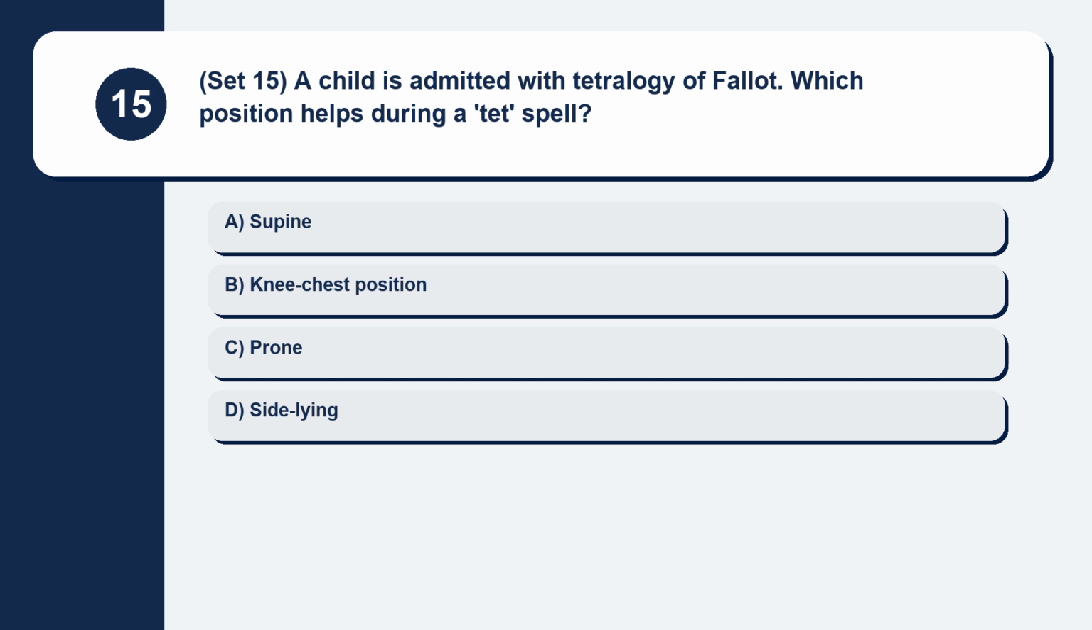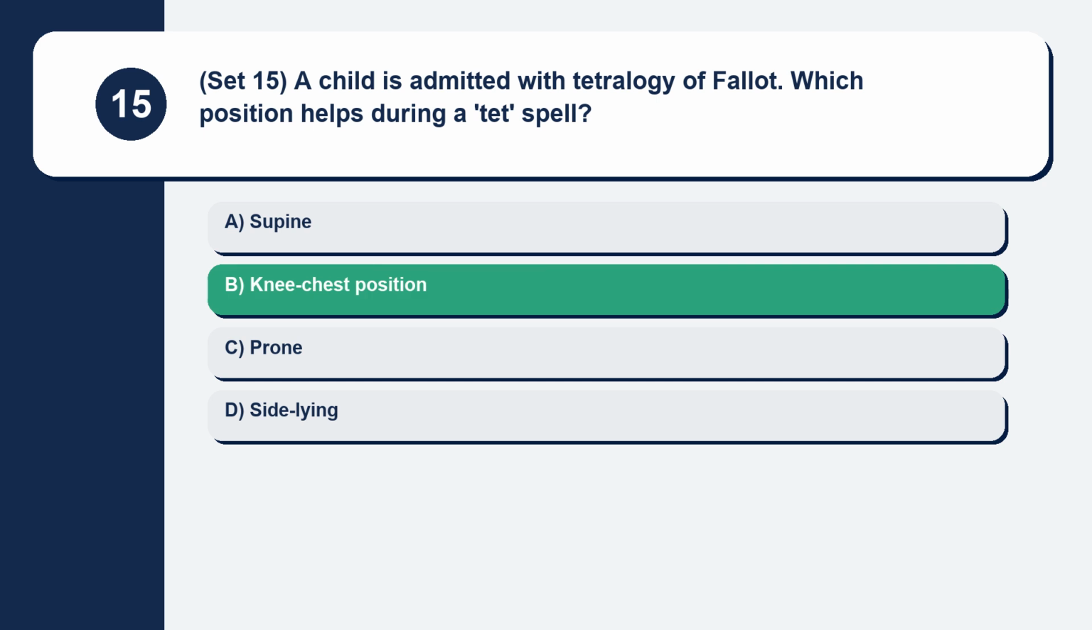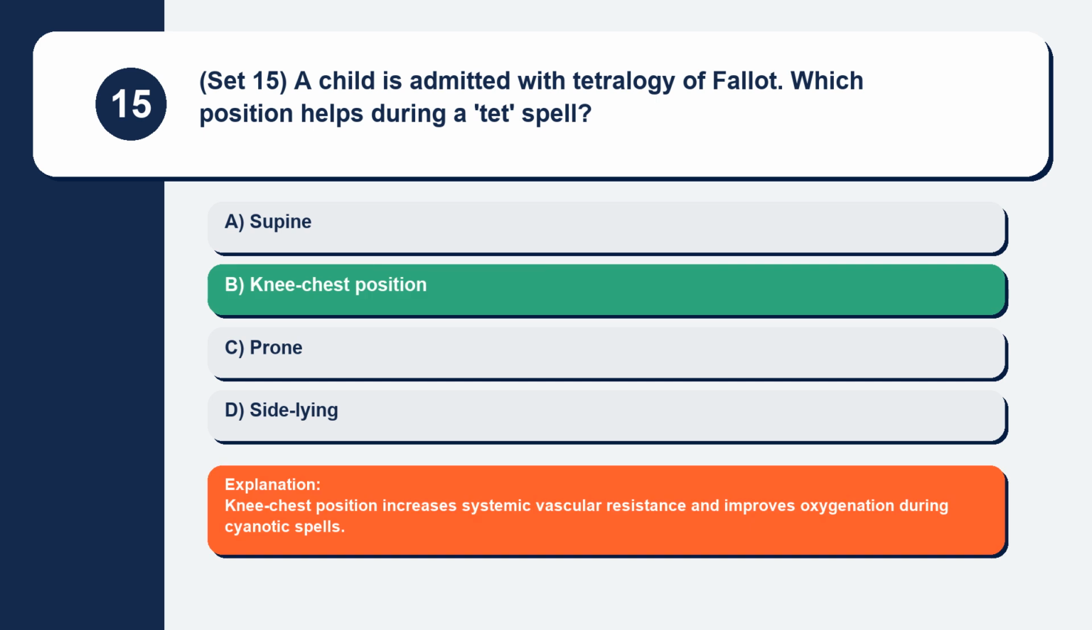Question 15. Set 15. A child is admitted with tetralogy of Fallot. Which position helps during a tet spell? Supine, knee-chest position, prone, side lying. Knee-chest position increases systemic vascular resistance and improves oxygenation during cyanotic spells.